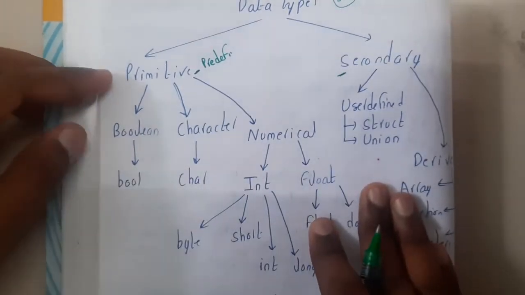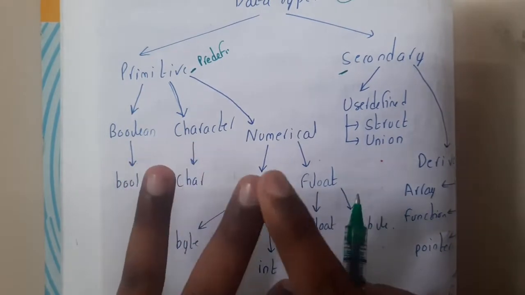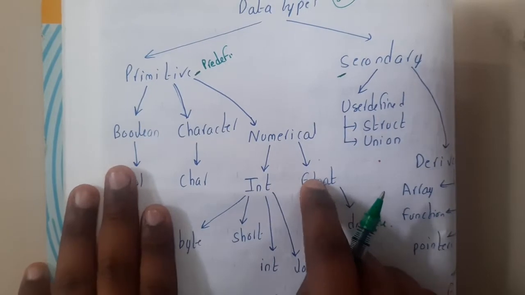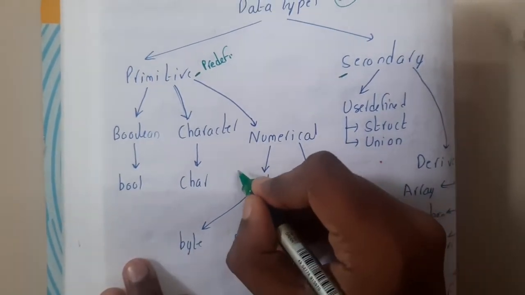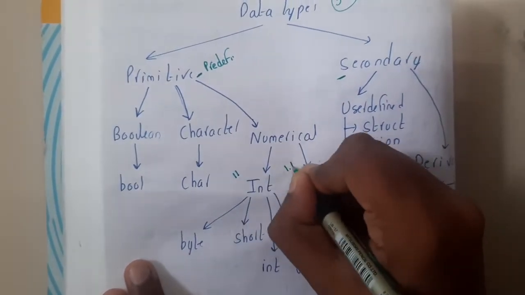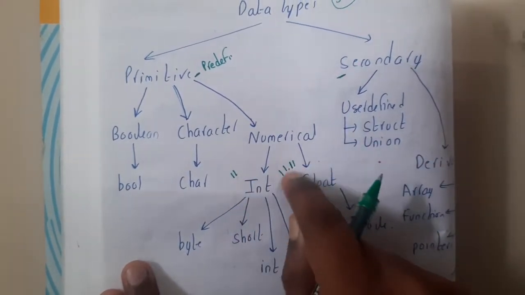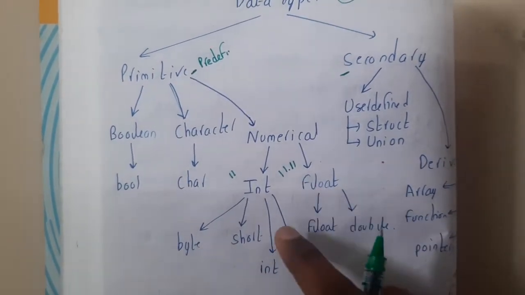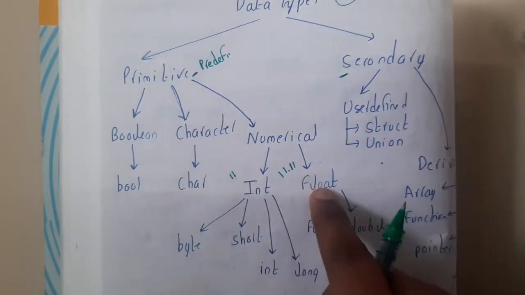In primitive we have three different categories: numerical, character and boolean. Inside numerical we have two types of numbers. When we were kids, we learned about two types of numbers: the numbers with decimals and without decimals. 11 is without decimal, 11.11 is with decimal. Without decimal they are called integers, and with decimal they are called float.